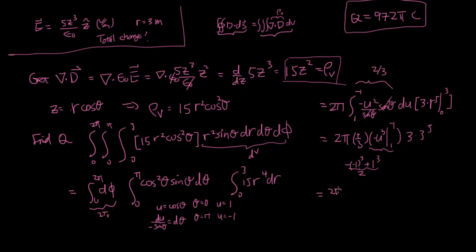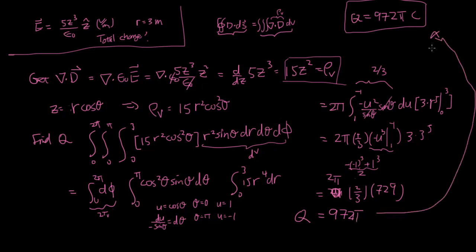So you have 2 pi, 2/3, and then 3 times 3 to the 5th is going to be equal to 729. And if you punch all that into your glorious calculator, you're going to find that Q is equal to 972 pi coulombs, which is the same as what we saw over here. So you will find that the divergence theorem works.